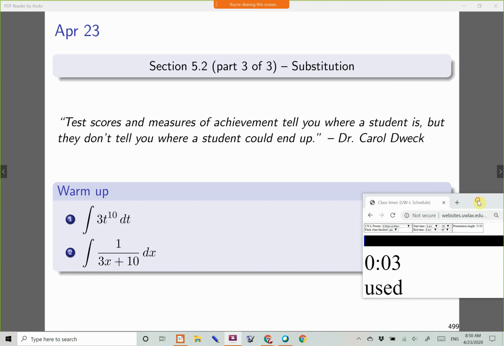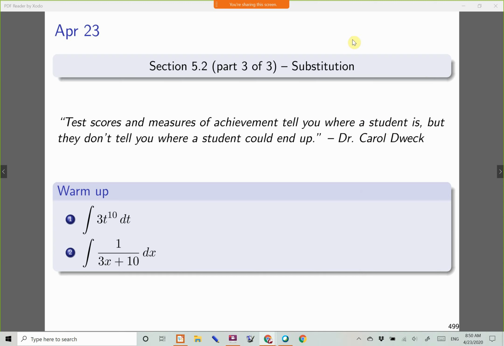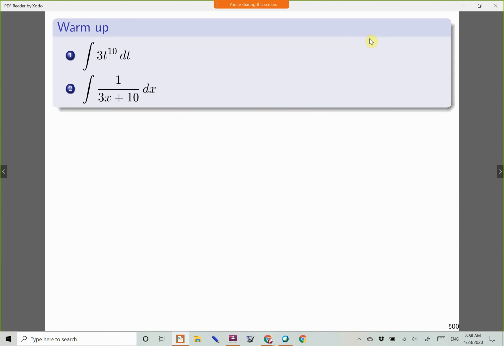Alrighties, folks, welcome back. I'd like to take a look at these two warm-ups. They help set the stage for where we're headed today, I hope. The first of these: the integral, or antiderivative, of 3 times t to the 10th dt. If the t here and there bother you, you could replace both t's with x's, or with u's. It's just the name of the variable that we're using here.